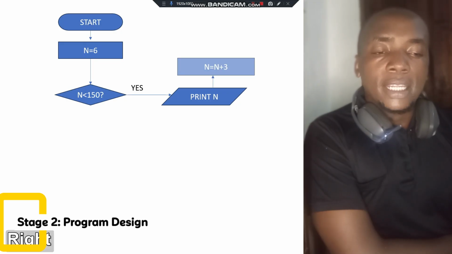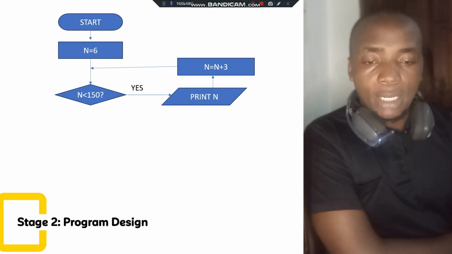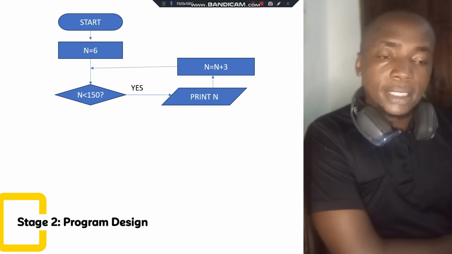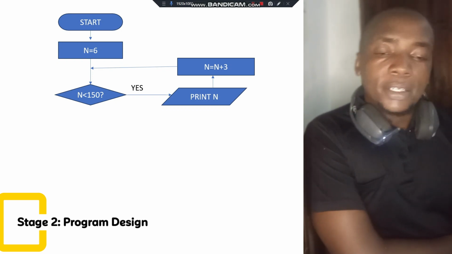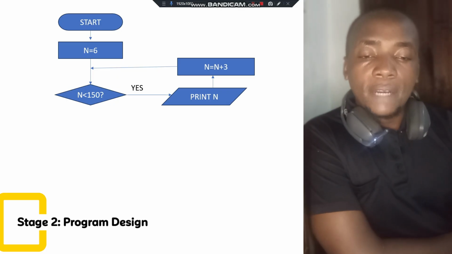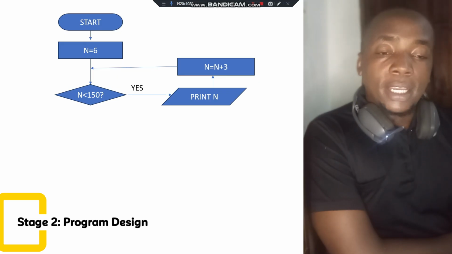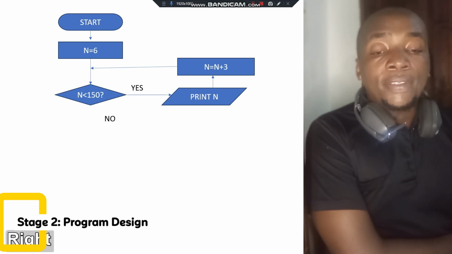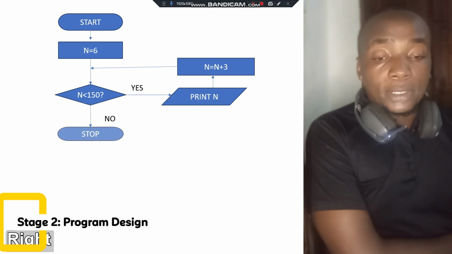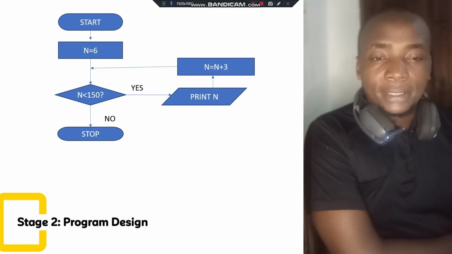Then add 3 to 6 and repeat the process again and check, is now 9 less than 150? If yes, print 9, increase it by 3, again go back. Is 12 less than 150? And this process will keep on going on and on until the number is no longer less than 150 and the program stops. That is the logic, and you score your 4 marks.